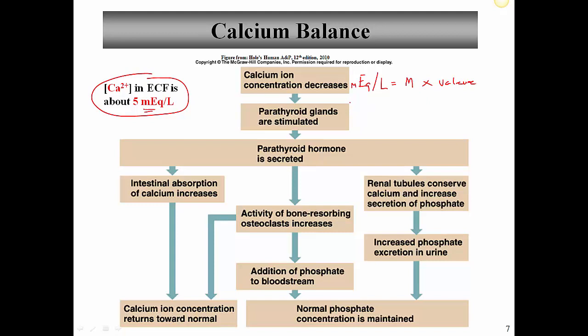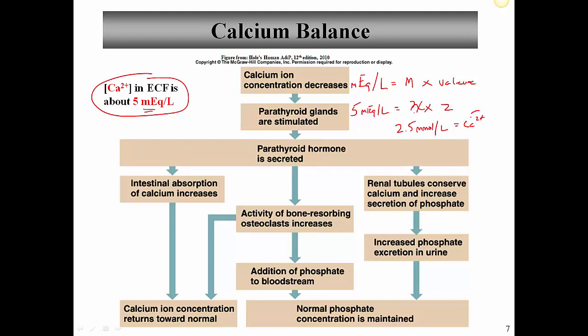So in this case, we know the milliequivalents per liter is 5 milliequivalents per liter of calcium, and that's going to equal the molarity, which we don't know, times the valence. The valence of calcium, if you remember, is 2. If we work that out and solve for the unknown, 2.5 millimolar, or millimoles per liter of calcium, is equivalent to 5 milliequivalents per liter.